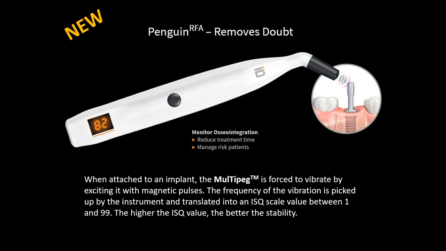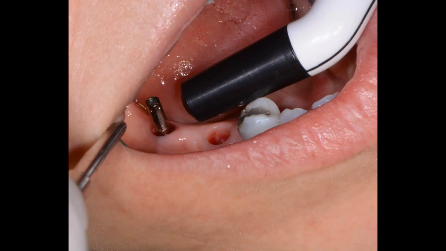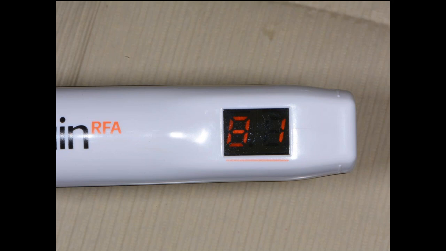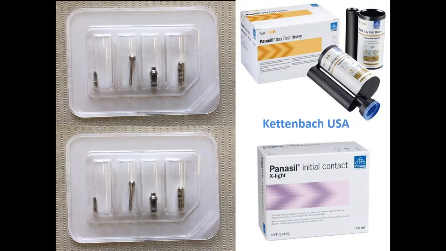Here we have another device. This is called the Penguin. It's about a third the price of the Osstell device, and using a very similar technology, it gives us an ISQ reading or value so that we can identify if it's ideal time to take the impressions or to load these implants. And so first we test the area of number 31 using the Penguin, and we can see it's a 77, so this is a very favorable number. And we see the tooth number 30 position implant has an 81, which is ideal.